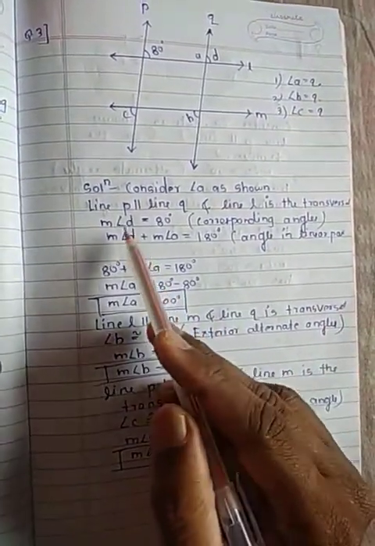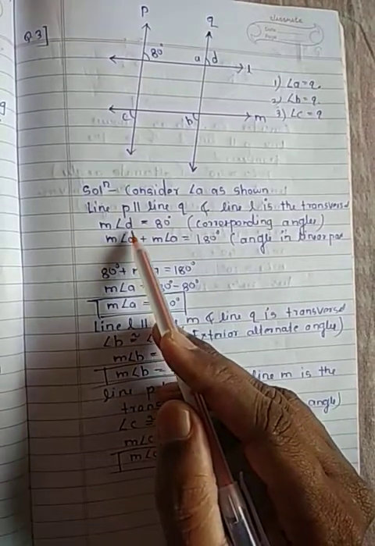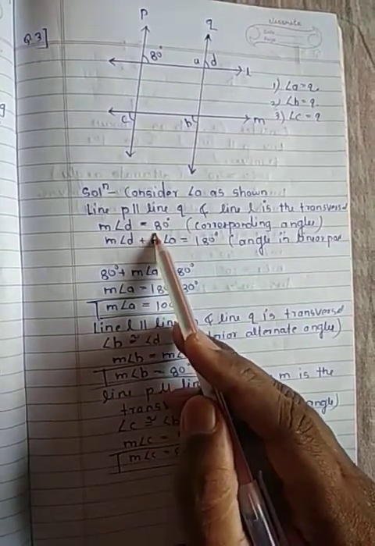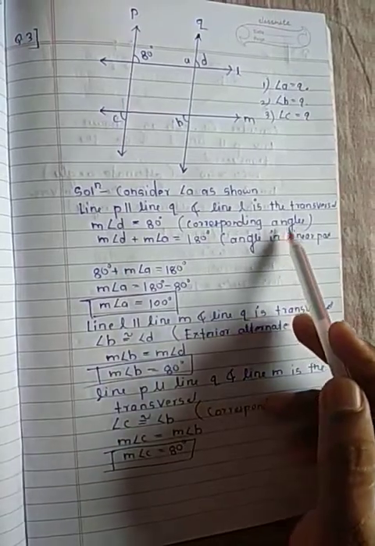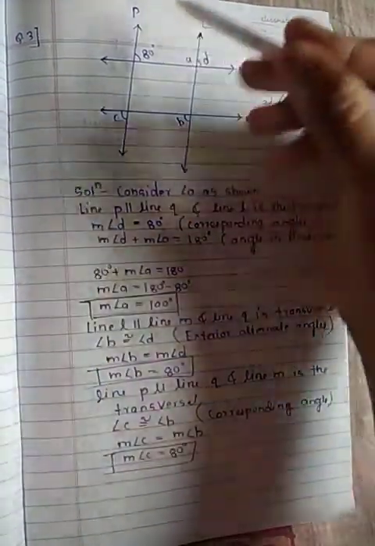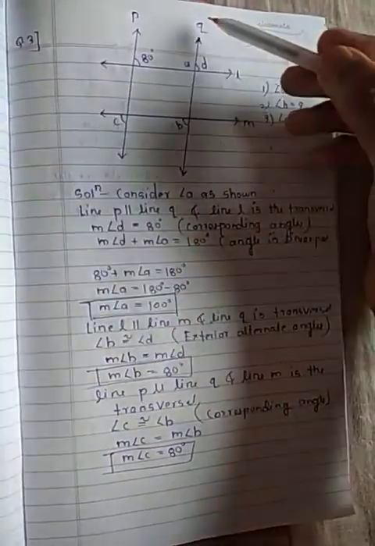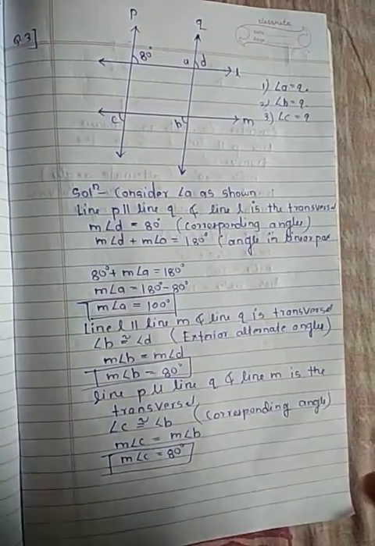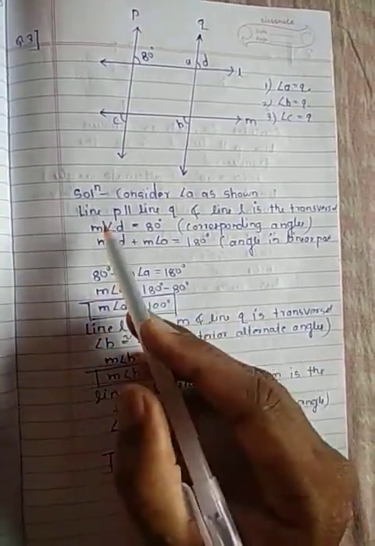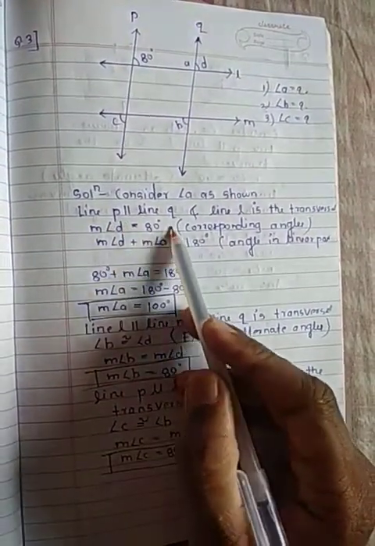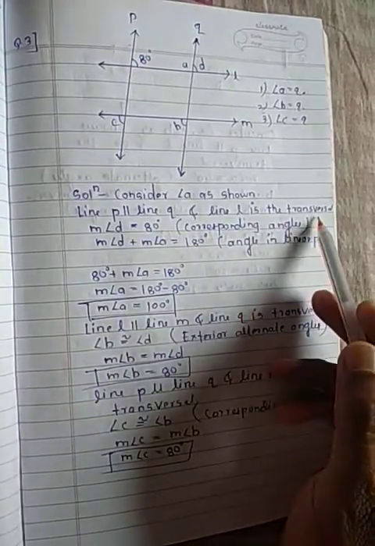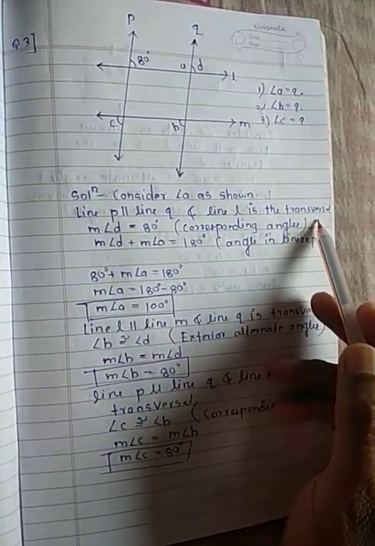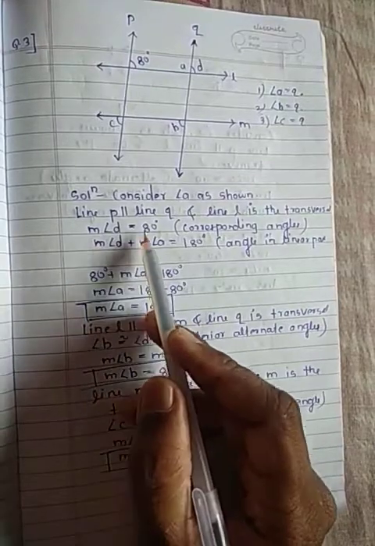Okay, so the measure of angle D is equal to 80 degrees, corresponding angle. Here, students, line P and line Q are parallel lines, and line L and line M are both transversals. So line P is parallel to line Q and line L is the transversal. So students, the measure of angle D is 80 degrees.